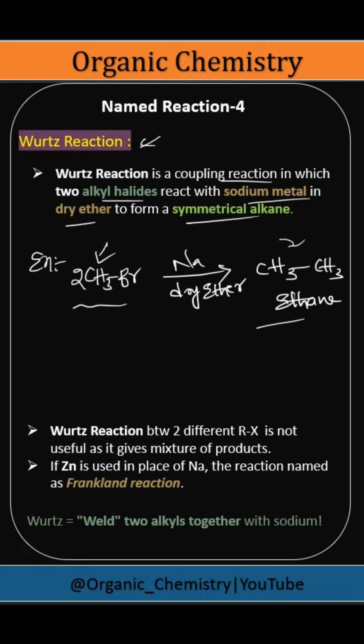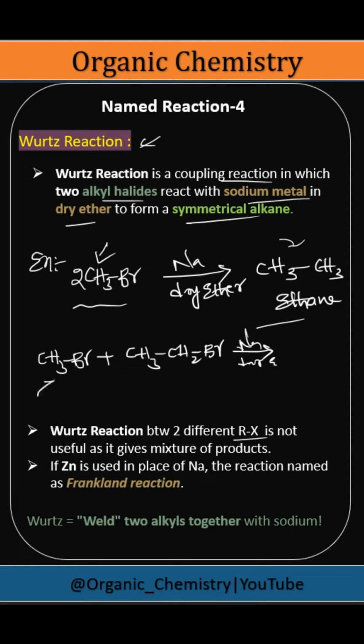So let's see here a few important points. Wurtz reaction between two different alkyl halides is not useful because it gives a mixture of products. Let's say for example, you take 1 mole of methyl bromide and 1 mole of ethyl bromide. Alright. In the presence of this reagent, sodium and dry ether, we'll get different products, right?